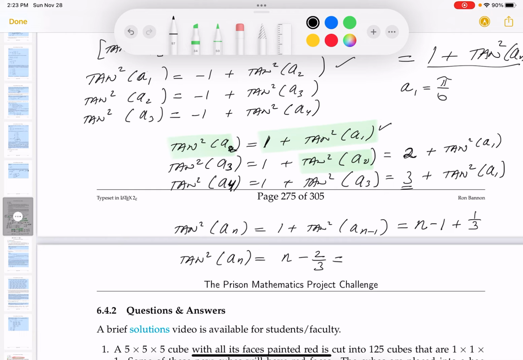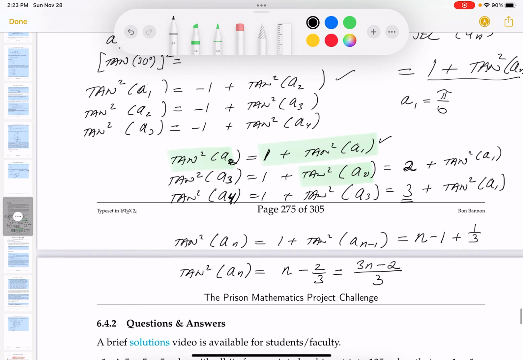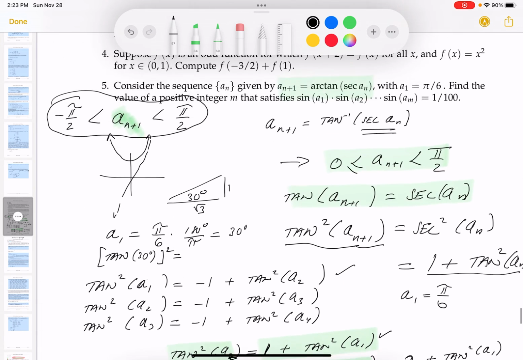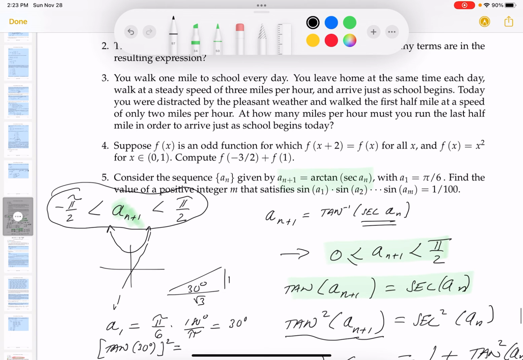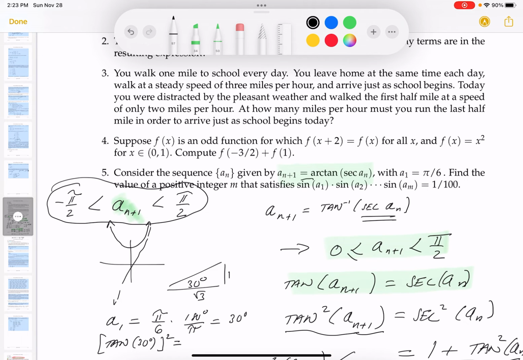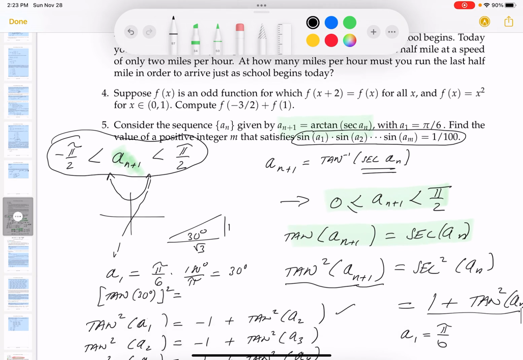And I got to keep thinking about this. Column number would be 3. That would be 3n minus 2. I got something. They don't want that though, do they? They want this. So I got to write this down now.